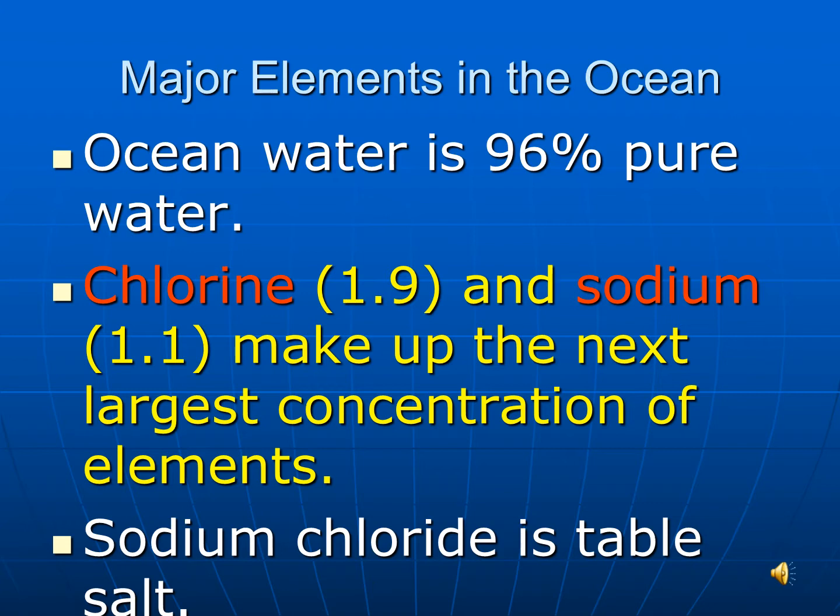Now, 96% is pure water, but it also has chlorine and sodium. Now, when we mix it up, it's called sodium chloride, NaCl. That is table salt. So that's why the oceans are salt water.